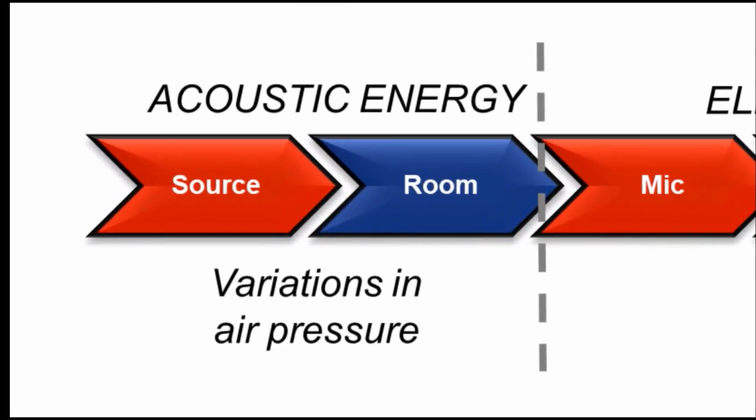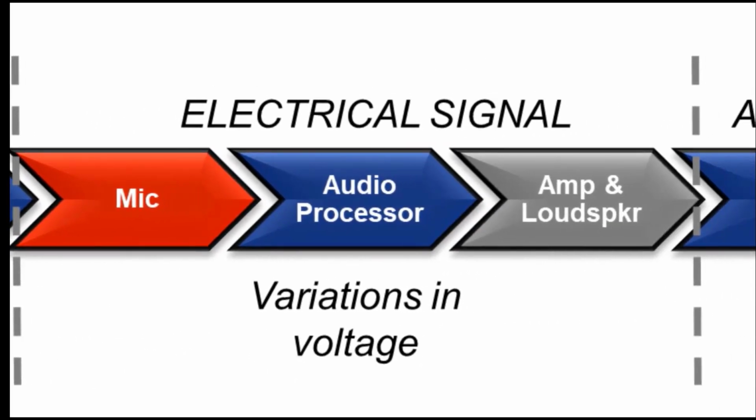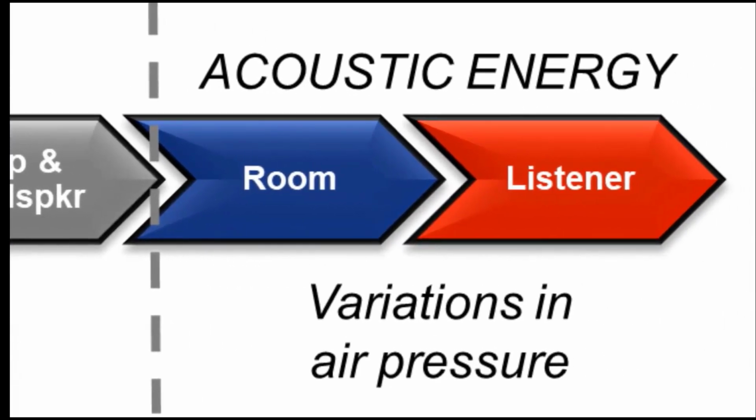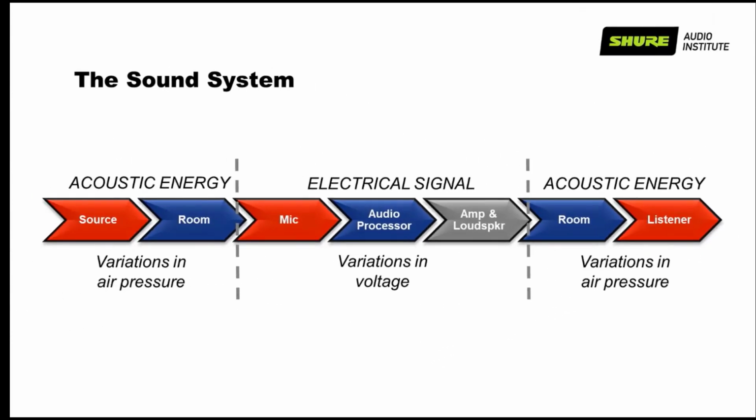You've got the sound source, which in our case is usually a person talking, and then the room itself, which they're in, that plays a big part. And that's where we're dealing with acoustic energy, which is just variations in air pressure. Then once we get to the microphone, now we're converting the acoustic signal into an electrical signal, which goes through some audio processing and mixing, then onto an amplifier and a loudspeaker. And at that point, it's just variations in voltage, whether it's analog or digital. Then after the loudspeaker, we're back into the acoustic domain where the sound travels through the room. So the room gets another cut at influencing the sound before it reaches the listener. So we go acoustic, electrical, and acoustic.